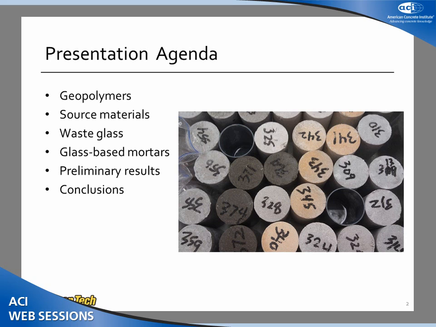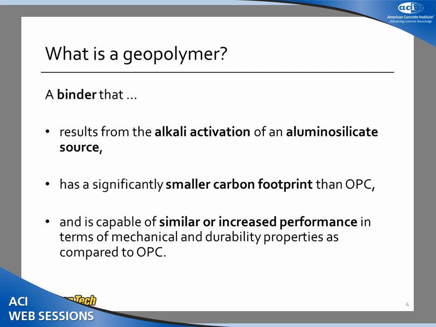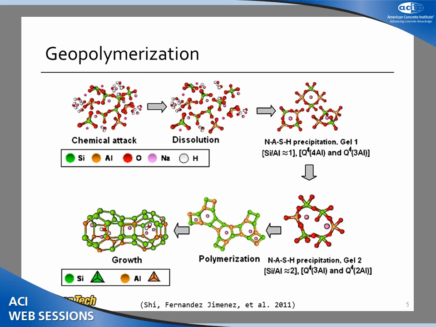This is also research in progress, so just to give you an idea about how glass performs in a geopolymer system. So what is a geopolymer? A binder that results from the alkali activation of an aluminosilicate source. It typically has a significantly smaller carbon footprint than OPC. Dr. Preampton explained that pretty well. And in many cases it is capable of similar or increased performance in terms of mechanical and durability properties. Of course, this is on a case-by-case basis, and some geopolymers are better than others.